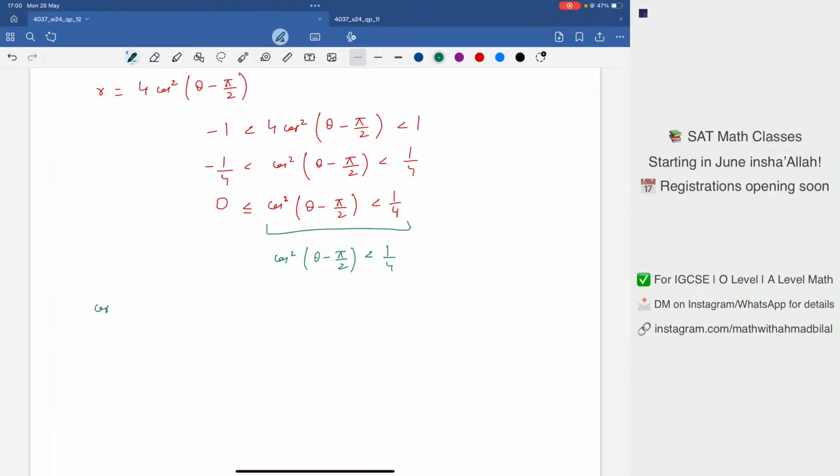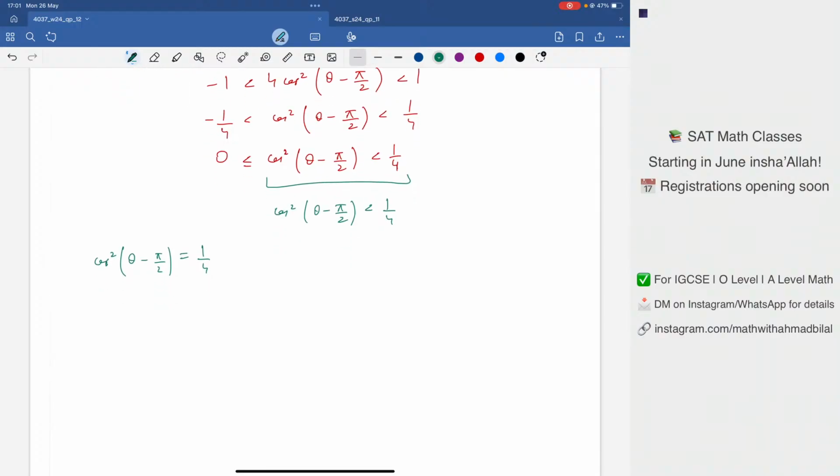Let's see what we get from that. Cos square of theta minus pi over 2 is equal to 1 over 4. All right, what do we do now? We could take square root on both sides. When we take square root, the square gets removed. Cos of theta minus pi over 2 is equal to plus minus 1 over 2.